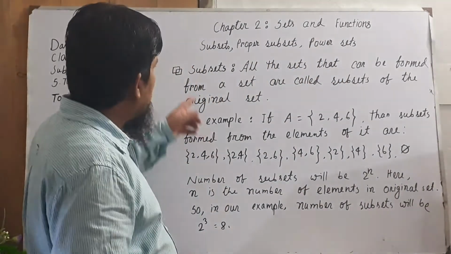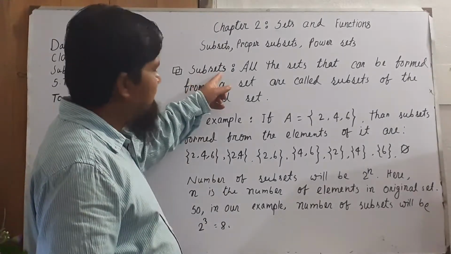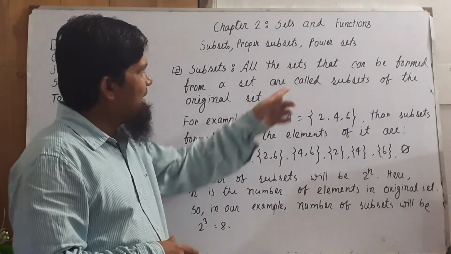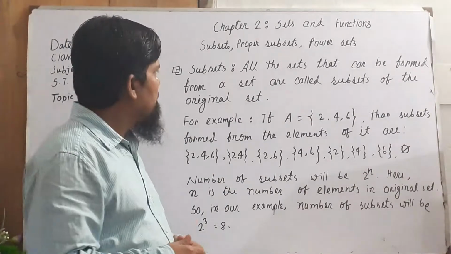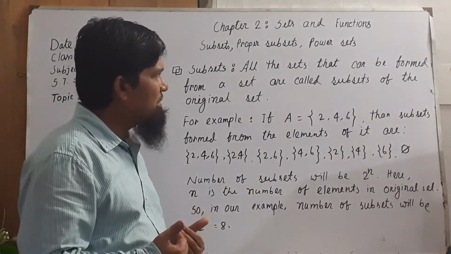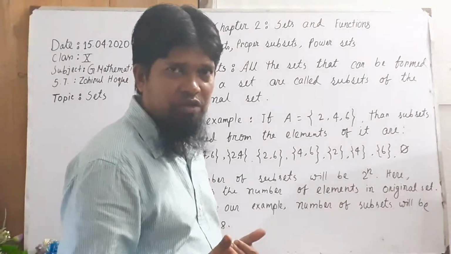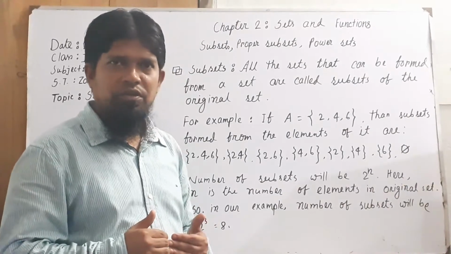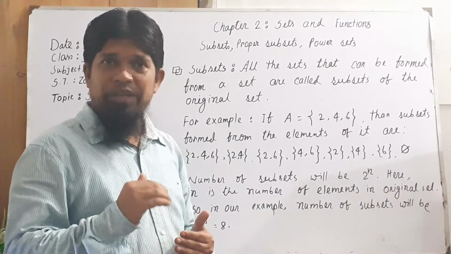Here, I will start with subsets. All the sets that can be formed from a set are called subsets of the original set. That means all the sets that can be formed from a given set.